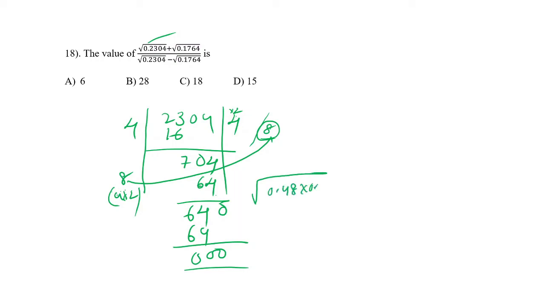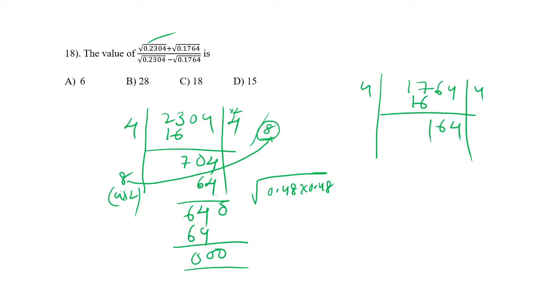0.48 into 0.48 is equal to what? 0.2304. Now find out the square value of 1764. 4 4s are 16. 17's nearest square value is 16, that means 4 4. Okay, 4 6 1, 164.